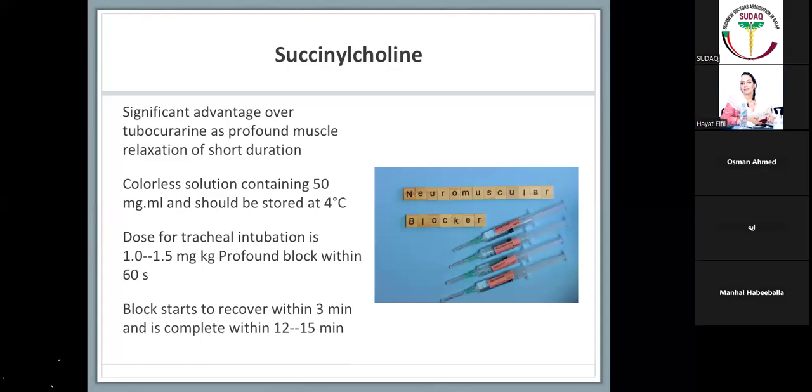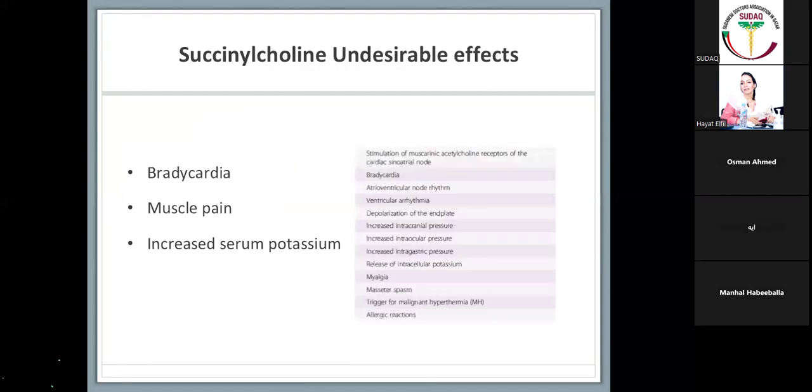So despite the big advantage succinylcholine has made in anesthesia practice in terms of muscle relaxation, it has lots of undesirable side effects. This is also a rich area for exam questions. And clinically, you really need to know them very well, because sometimes it might be very detrimental to use succinylcholine in a patient susceptible to those undesirable side effects.